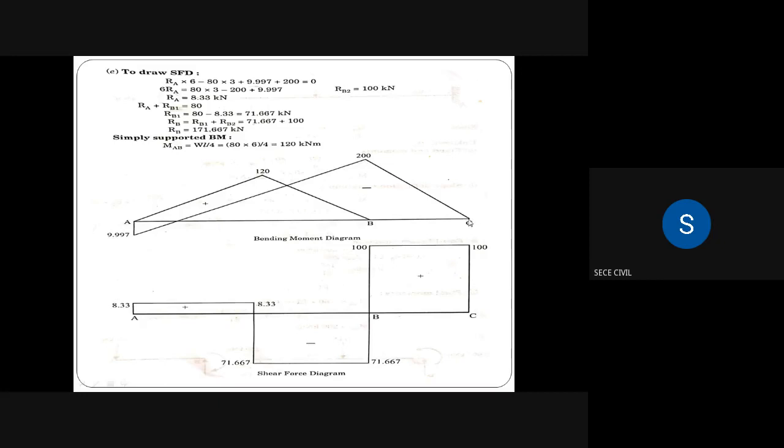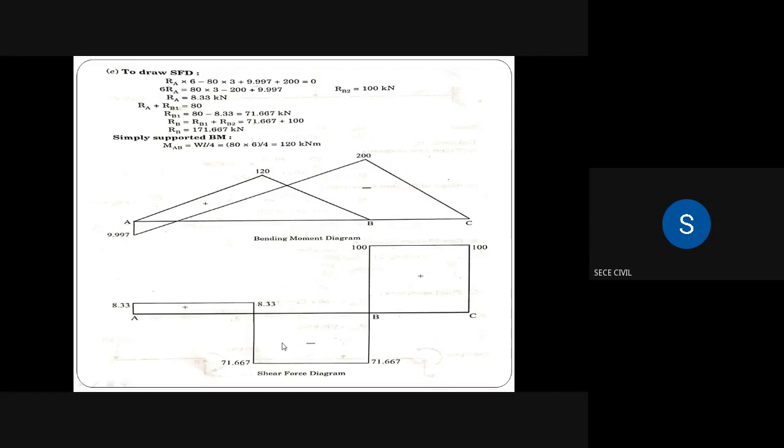So we don't have movement at that point. Okay. If we have a support, we'll have a movement. Whether fixed support, we'll have a movement. Other than fixed support, roller or hinge, no movement will be there, but it is a free end. So we are bringing this one to 0. Okay, this is the bending moment diagram.